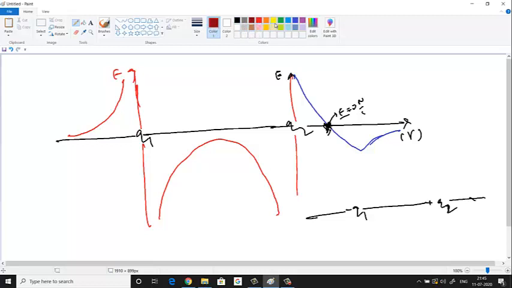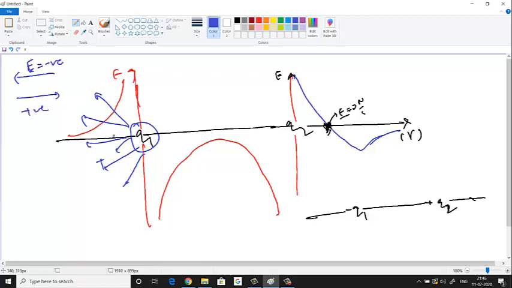Now suppose, let us assume that q1 is positive. Then on the left side the electric field is in the left direction only. If the electric field is in the left direction, the graph should be down. But is it down? No. Why down? Because on the left side we take the electric field according to sign. Left side is negative, right side is positive. Yes or no? Left side is negative, right side is positive.